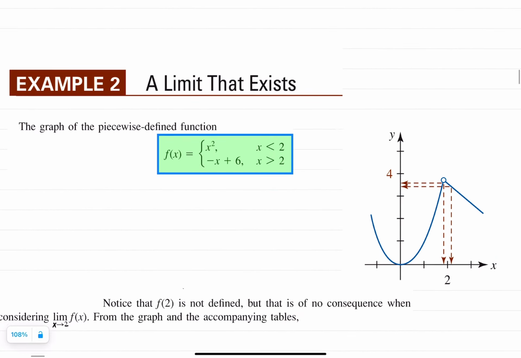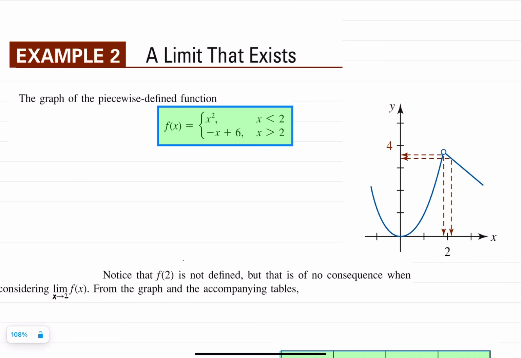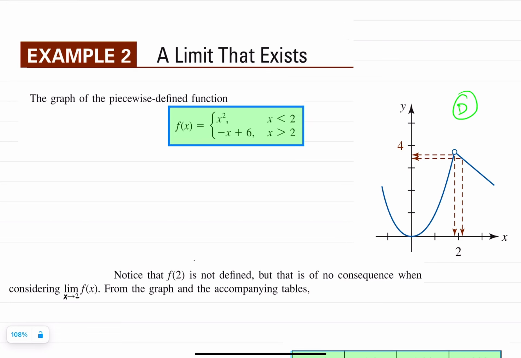In the next example, we have a function that is discontinuous. You can see there is a gap at 2, and this is a piecewise function. This part is x squared, while this line is -x plus 6. It is not defined at x equal to 2. The function is defined for x less than 2 and x greater than 2, but not for x equal to 2.